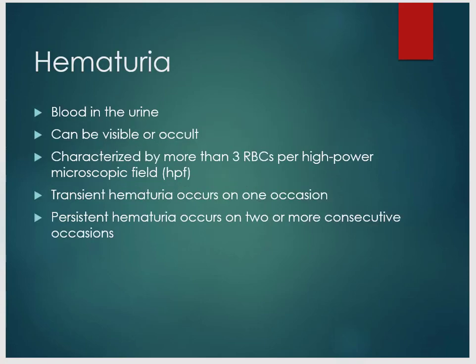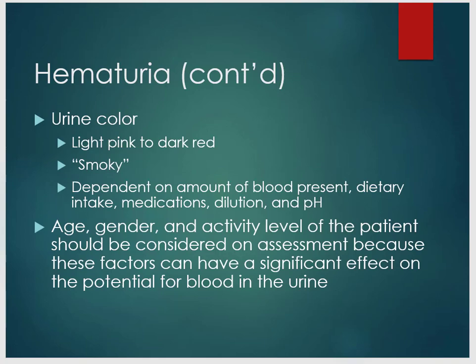Another condition that you may see in primary practice is blood in the urine. It can be visible or it can be occult, meaning it's not seen, that it's small in nature. It's characterized by more than 3 RBCs per high power microscopic field, meaning HPF. You can also have transient hematuria that's just a one-time thing, or persistent that occurs on 2 or more occasions.